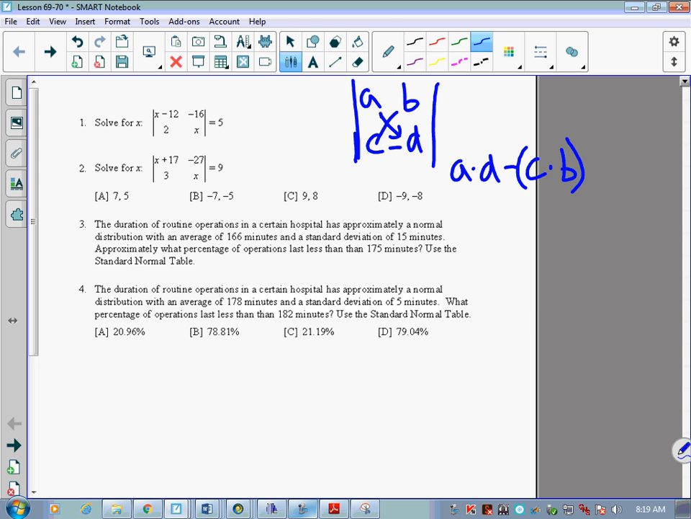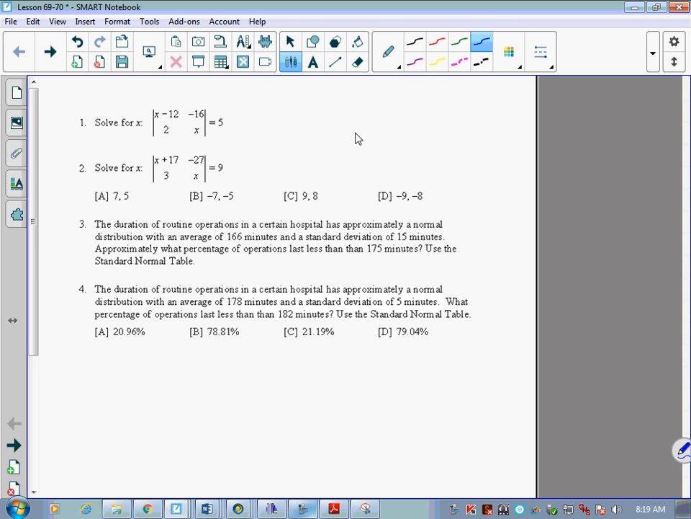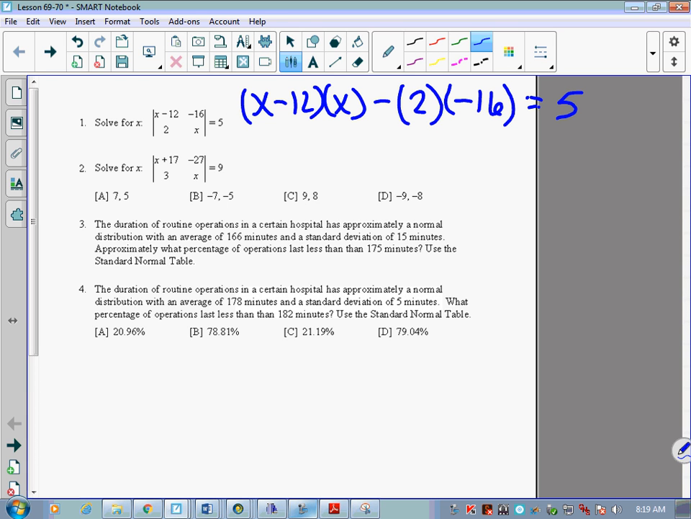As we look at question number 1, what I'm doing is saying x minus 12 times x minus 2 times negative 16, and we're going to say that equals 5 out over here. We're going to use that to solve for x. So far, does this make sense? So x minus 12 times x, that's x squared minus 12x. We've got essentially negative 2 times negative 16, so that's 2 times 16, which should be 32. So we're going to say plus 32 equals 5.